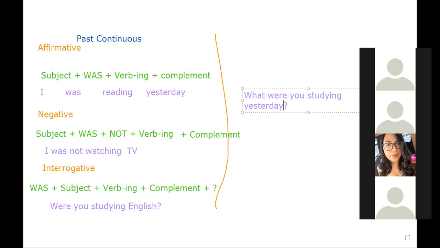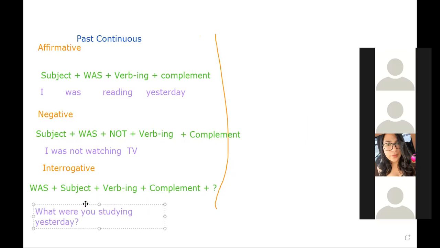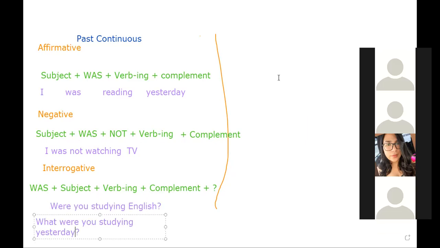Now let's see how we can contrast the simple past. In simple past, we're going to find also the three different structures: affirmative, negative, and interrogative.